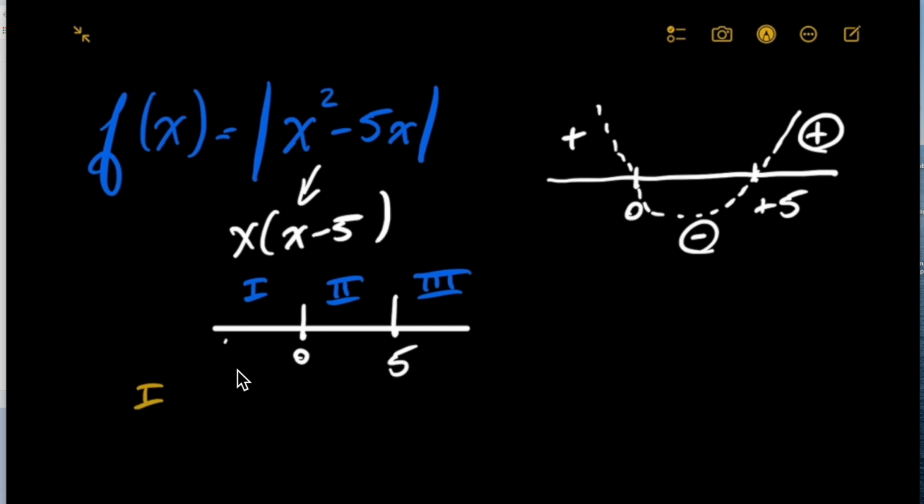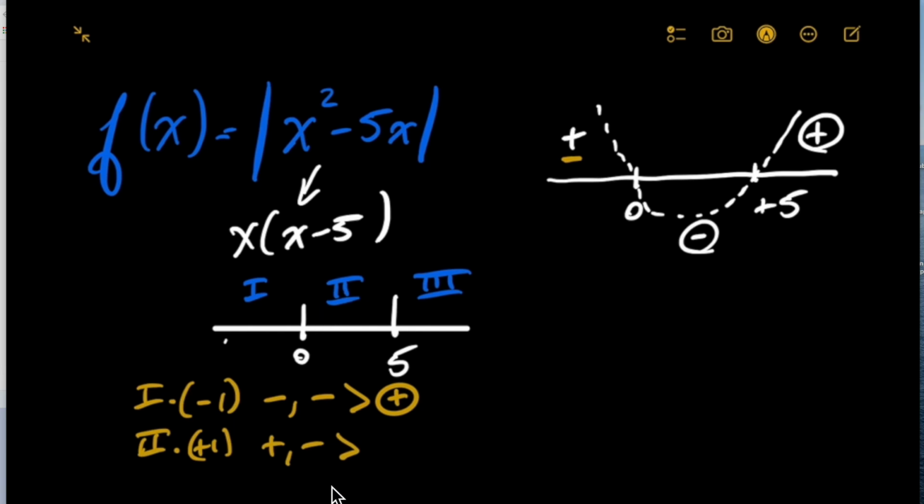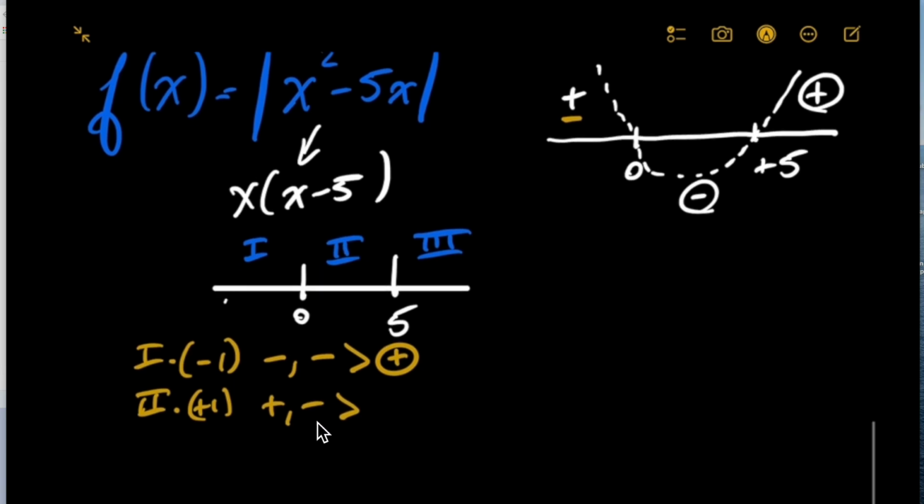Okay, so for zone 1, let's choose -1. If we plug in -1 here, this factor is going to be negative, as is this one. When you have an even number of negatives, when you're examining, the whole function's going to be positive, and that matches what we have on our graph. For zone 2, we're going to pick something between 0 and 5. We're going to pick +1. When we plug that in here, we get a positive value and a negative value. Because the number of negative values during this examination process is odd, the whole function's going to be negative.